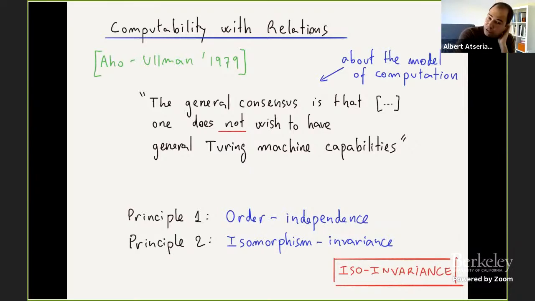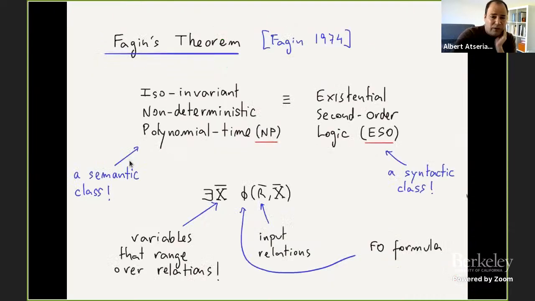Okay, so these principles of the model of computation, introduced in the 70s, were the guiding principle for databases. But then complexity theory also had something to say here. Fagin's theorem, in fact, is earlier. And the way it can be interpreted is as a way to say that the isomorphism-invariant fragment of NP coincides precisely with existential second order logic. So what is existential second order logic? Well, you take a first order formula where you have some input relations and some auxiliary relations that are quantified existentially.